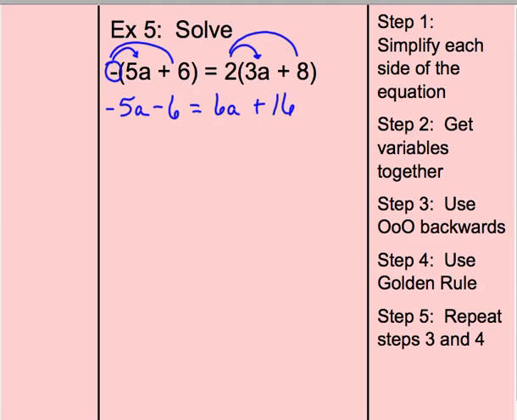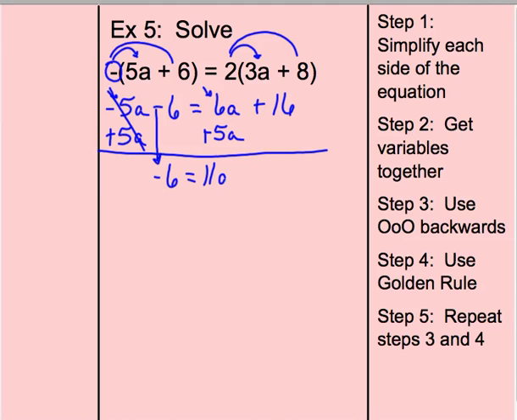I don't have any like terms on the same side of the equal sign. So I'm going to move on to step 2. I want to get my variables together. My first coefficient is negative 5. My second coefficient is 6. So I'm going to move the smaller coefficient, the negative 5. I'm going to cancel it by adding 5a to both sides. And again, the reason I'm adding the 5a is to cancel my negative 5a, not losing my negative sign. 6a plus 5a is 11a. Bring down my plus 16.